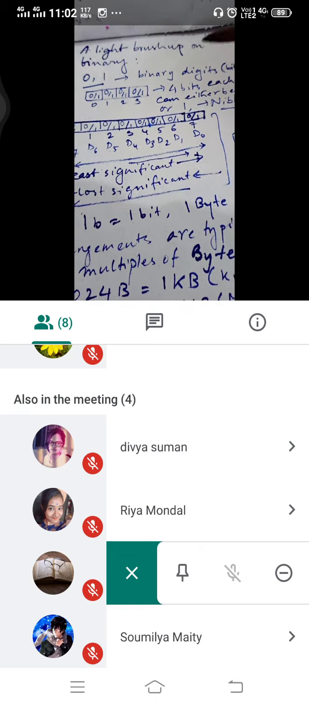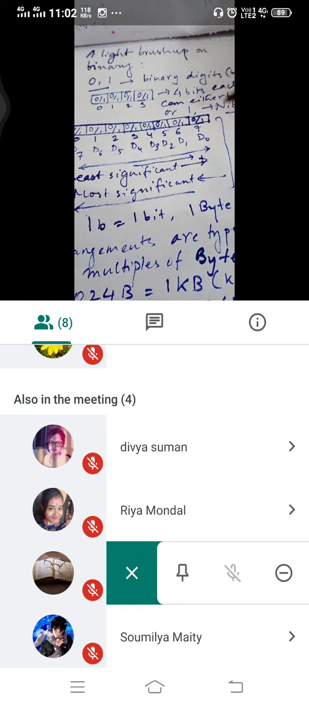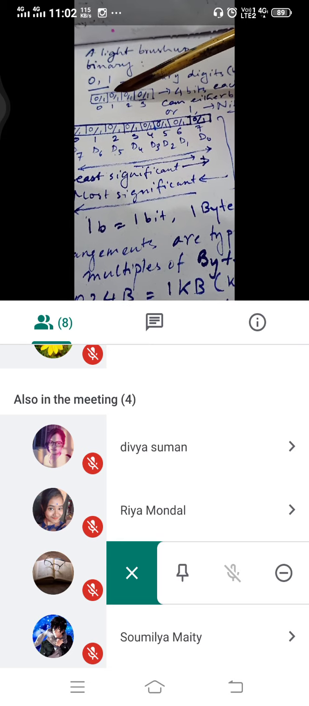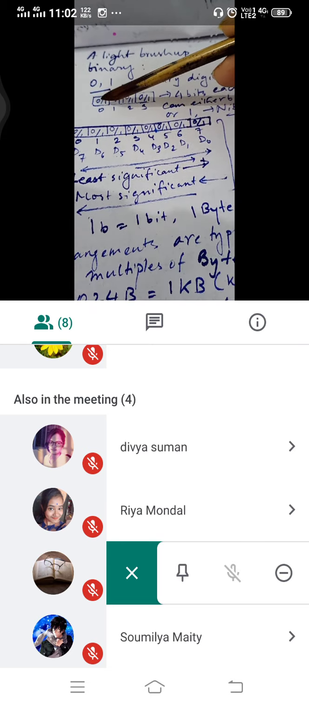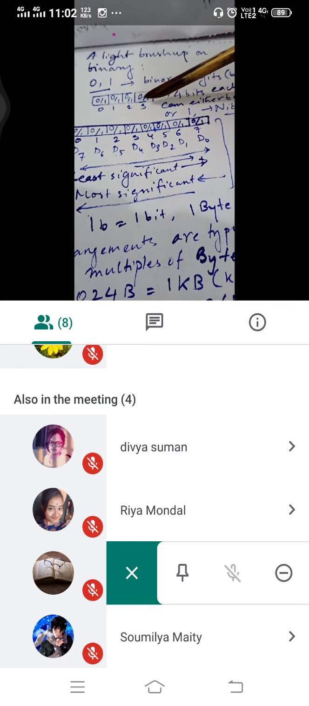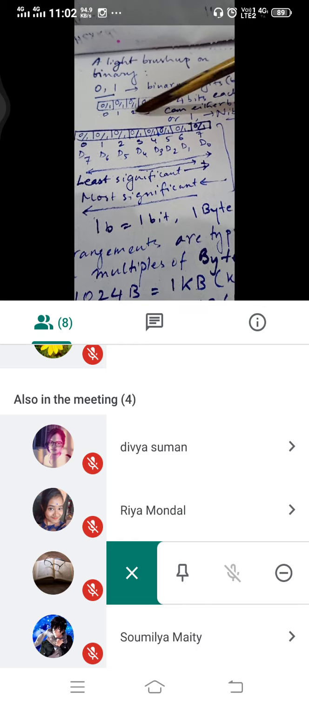Now let's look at the binary system. 0 and 1. You can imagine if there are four places allowed to you, each of them can be either a 0 or a 1. These are labeled as 0 to 3: 0, 1, 2, 3.